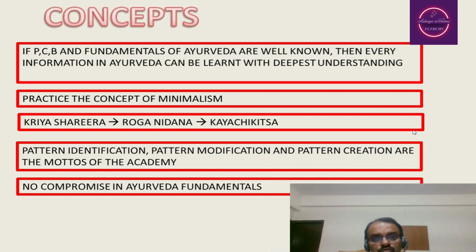Then, the fourth thing. The motto of this academy is identifying a pattern. That means whenever you are looking into any knowledge or any information, try to look into the particular pattern. What pattern is being observed, so that we can modify the pattern for the benefit of mankind, and we can do some kind of pattern creation, again for the benefit of mankind.